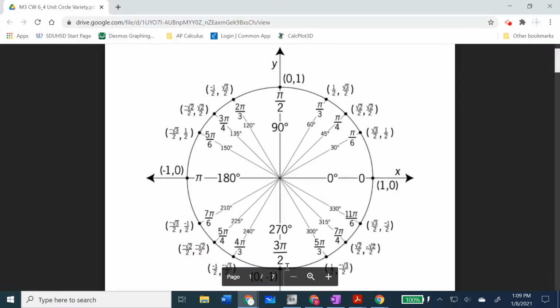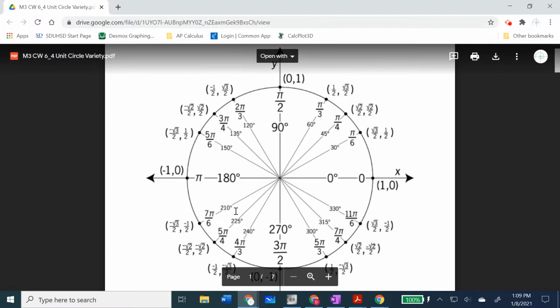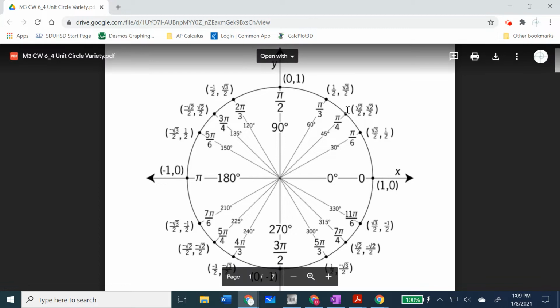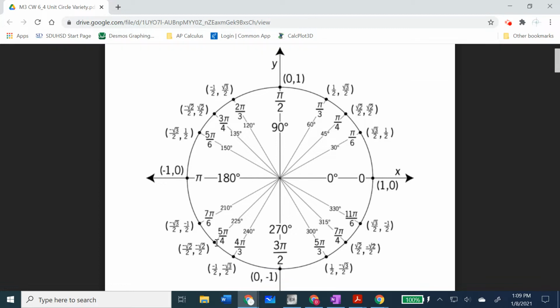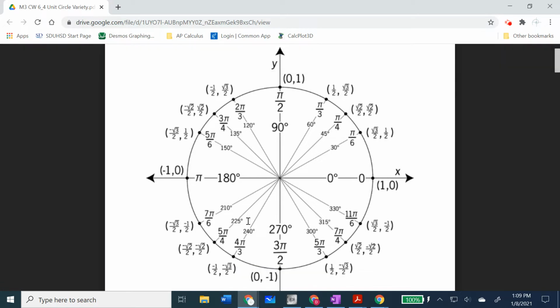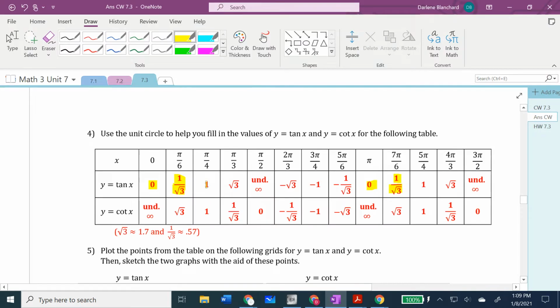At pi over 4, you have a slope of 1. At pi over 3, you have a slope of root 3. And they're opposite on the other side of the circle, so plus pi, they have the same thing. So I have a slope of 1 at pi over 4, and at pi over 4 plus pi, I also have a slope of 1. I have a slope of root 3 at pi over 3, and opposite, plus pi from that, also at 4 pi over 3.